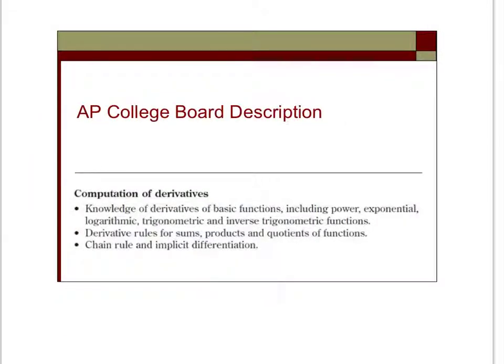Well, we are continuing our review of derivatives, and today we are going to be looking at the AP College Board. And if you look at your review study guide sheet, we're going to look at the computation of derivatives. So yesterday we talked about the definition of a derivative. Now we're going to get a little bit better with the actual skill of computing derivatives. So we're going to review such things as a power derivative, exponential, logarithmic, trigonometric, inverse trigonometric. Do you remember the quotient rule and the product rule? And then good old chain rule and implicit differentiation.